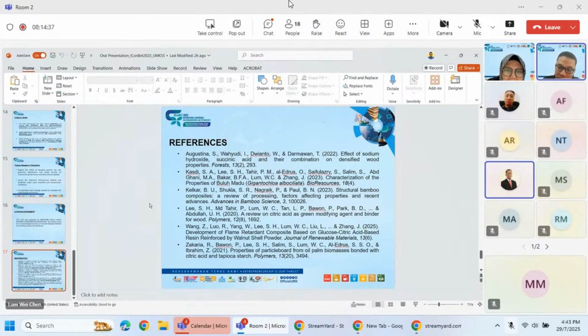Any justification? Yes, for one is availability, of course. And the second reason: there are two species that I chose before, bulu minyak and bulu madu. When comparing the two, bulu madu gives better properties, and also because of the wall thickness of bulu madu. The diameter is smaller for bulu madu, but the wall thickness is higher compared to other bamboo. So that's the reason we chose bulu madu in our case.